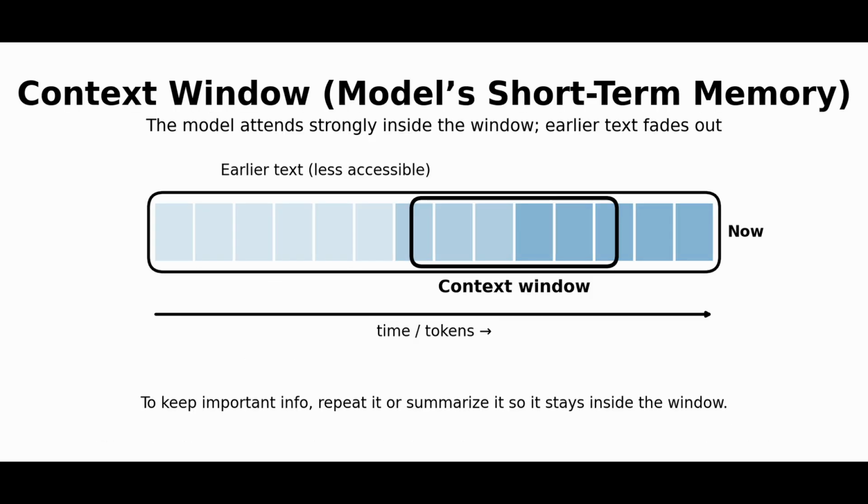This also explains why context length matters. The model can only pay attention within a limited window. Within that window, it can connect ideas and maintain consistency by referencing earlier parts of the text. Outside the window, it has no direct access, which is why long conversations can drift unless important details are repeated or summarized.